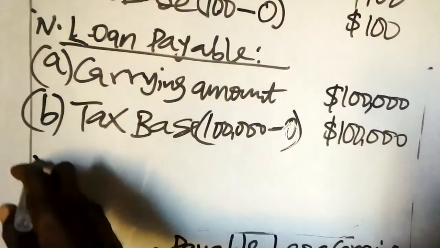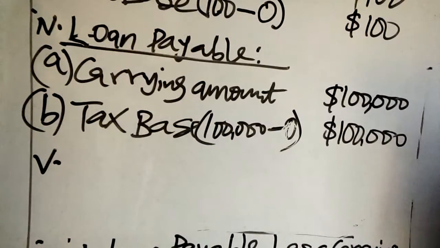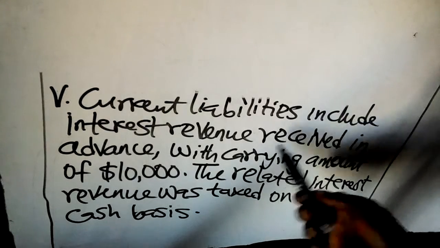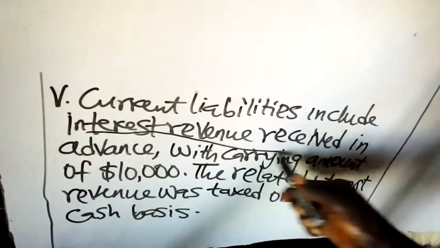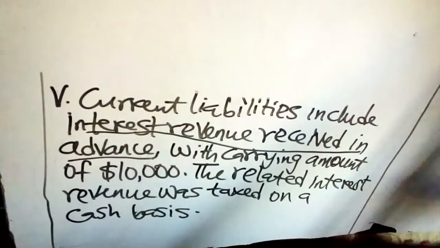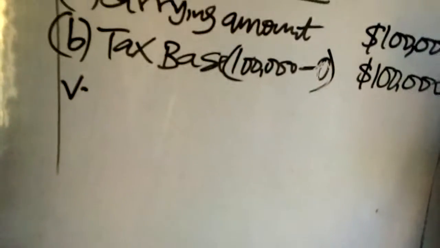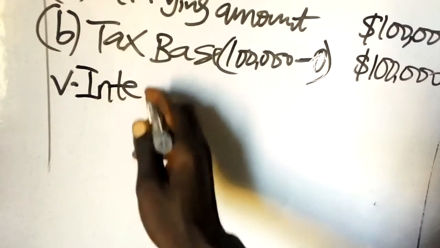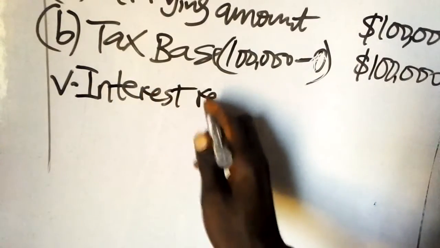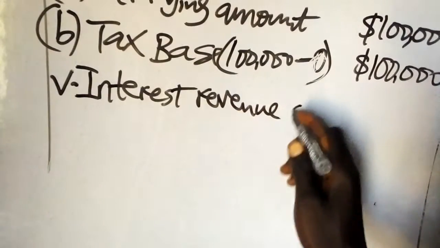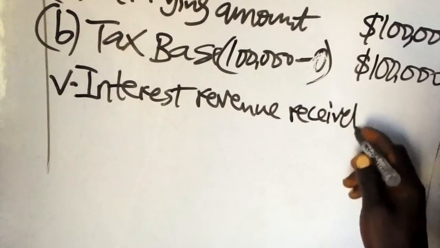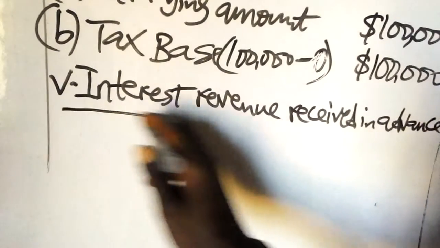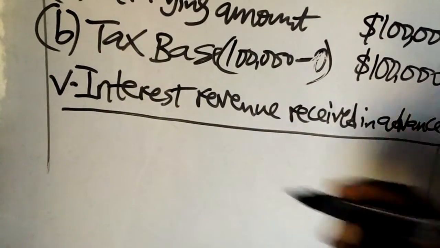Note 5. In note 5, you were told that current liabilities include interest revenue received in advance. So that is note 5: interest revenue received in advance.